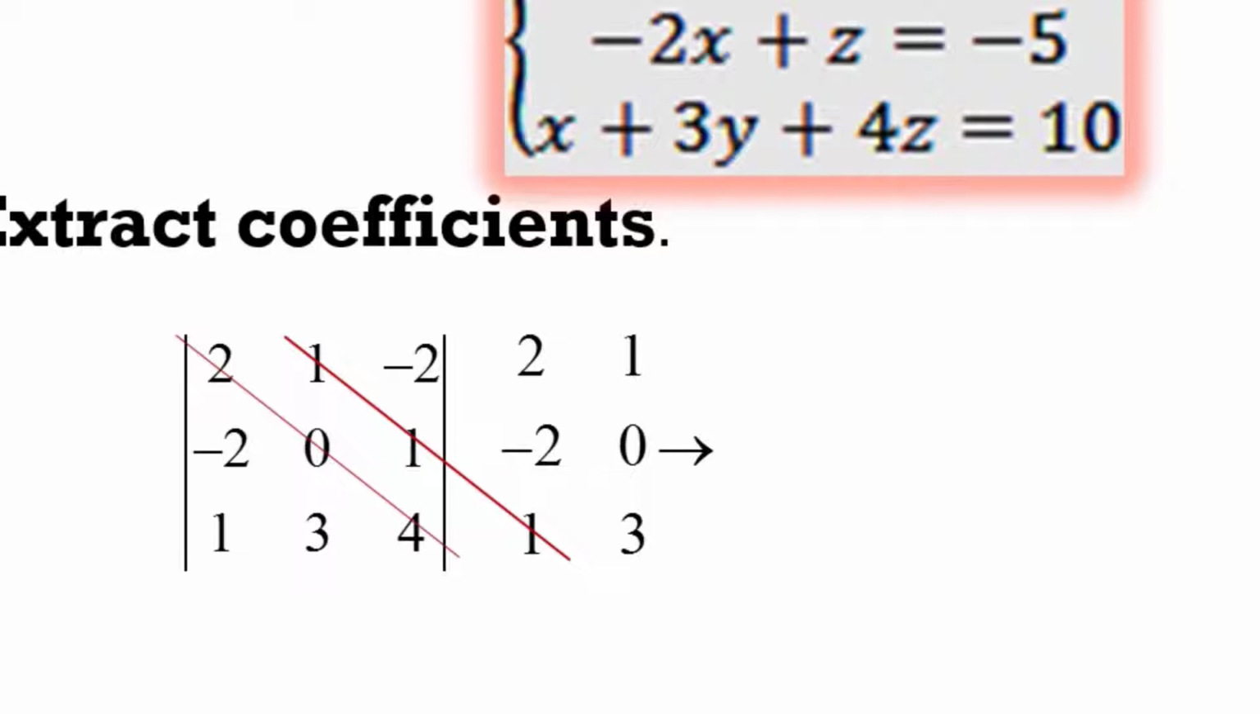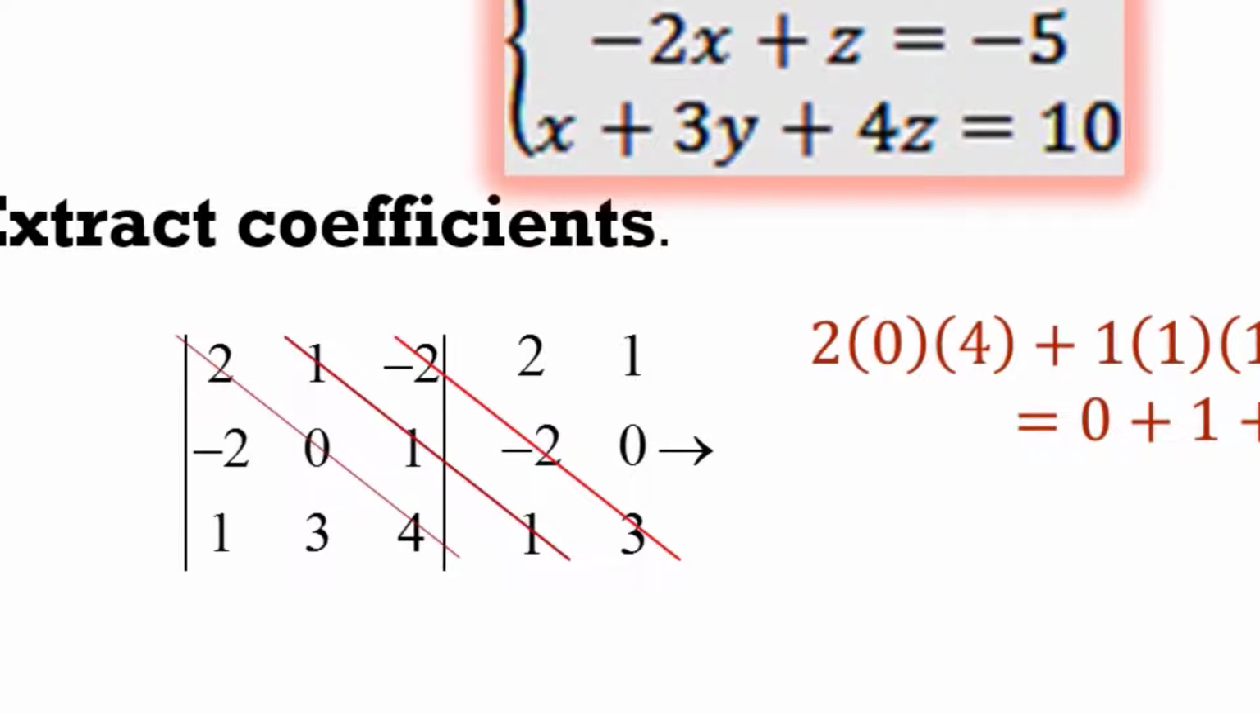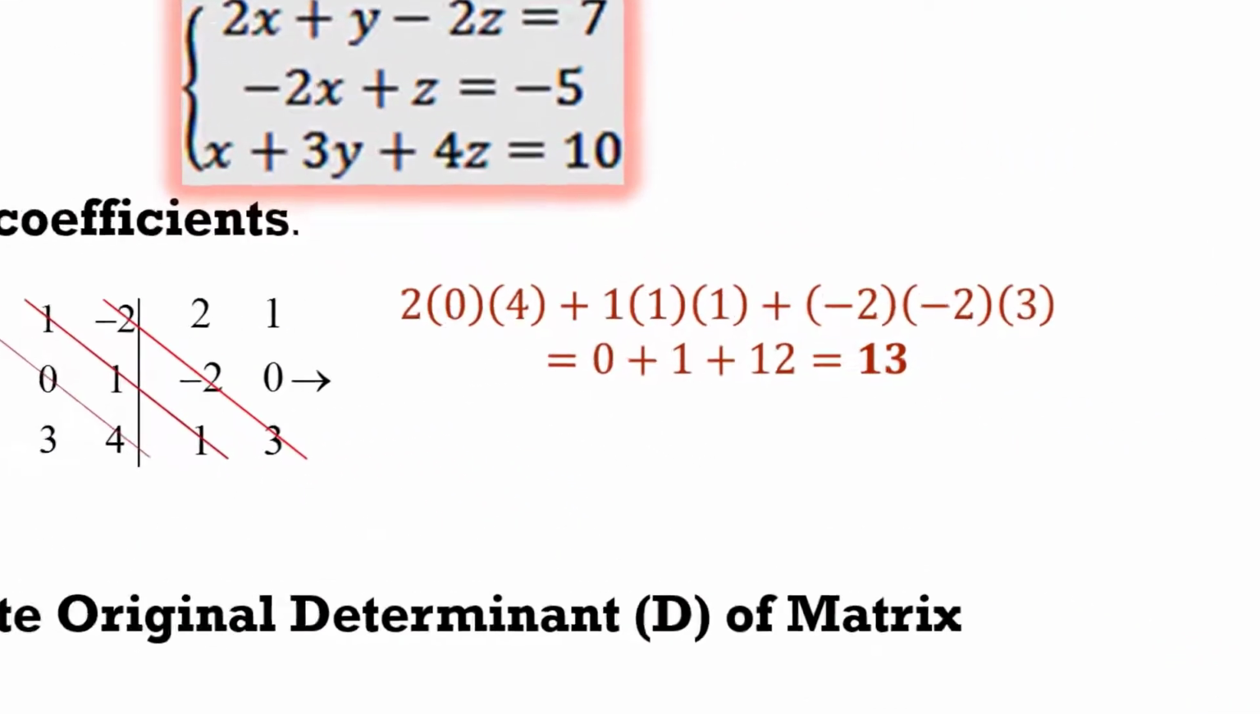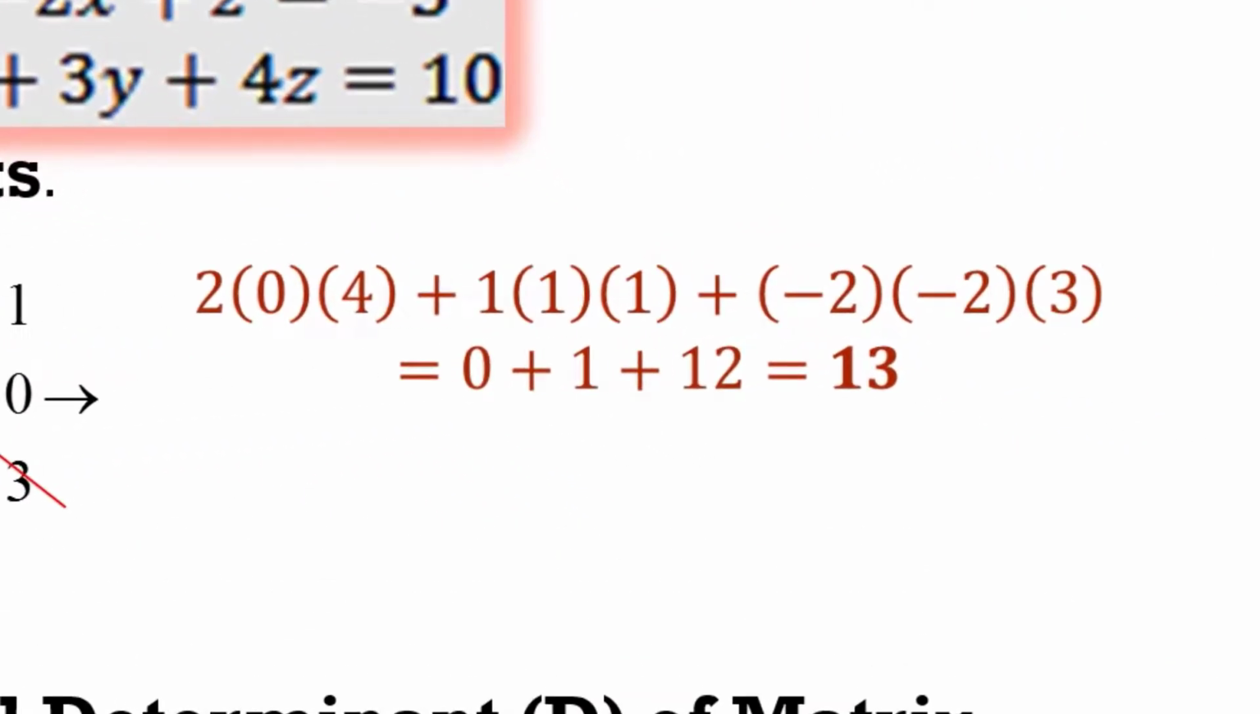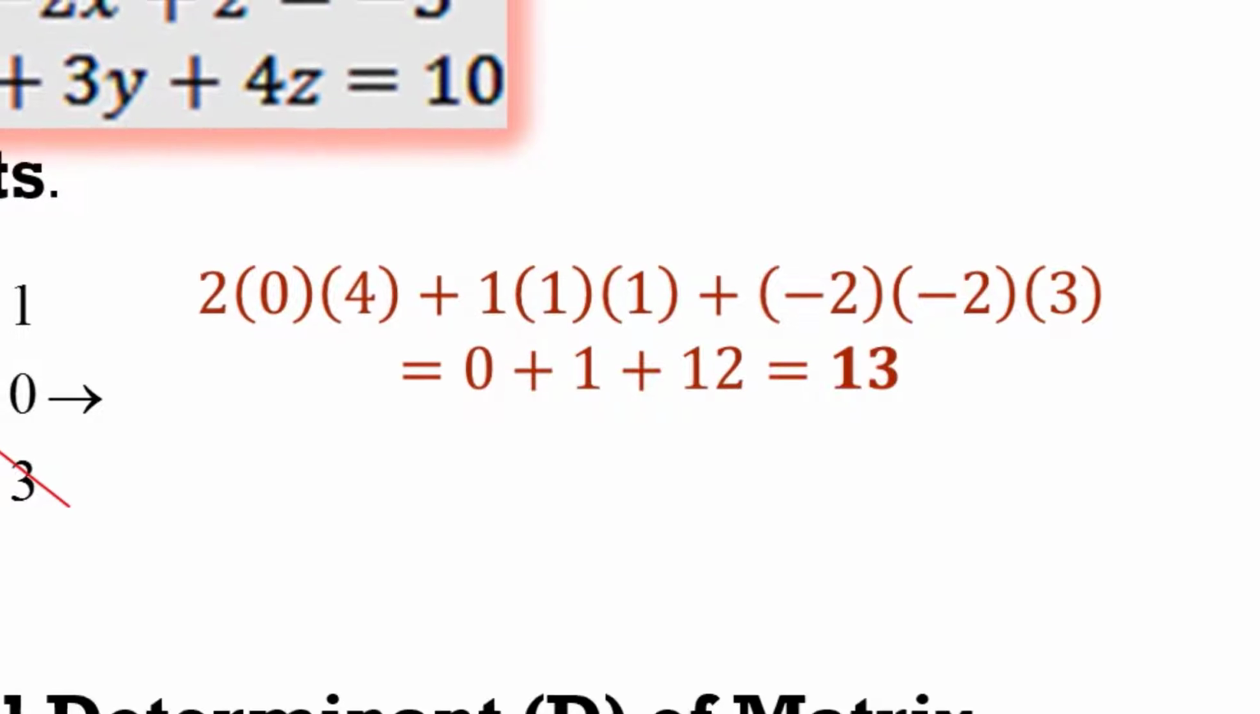Then when we multiply, 2 times 0 times 4, we get 0. 1 times 1 times 1, we get 1. Then negative 2 times negative 2 times 3, we get 12. When we add, we get 13.